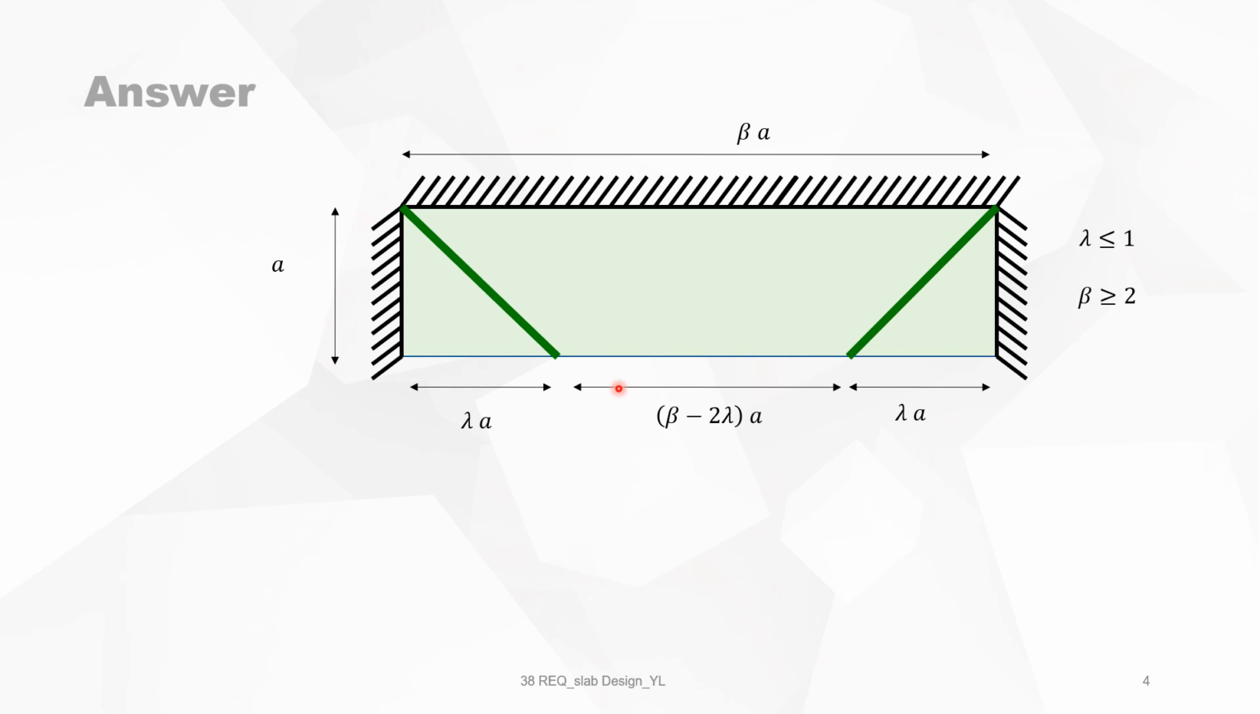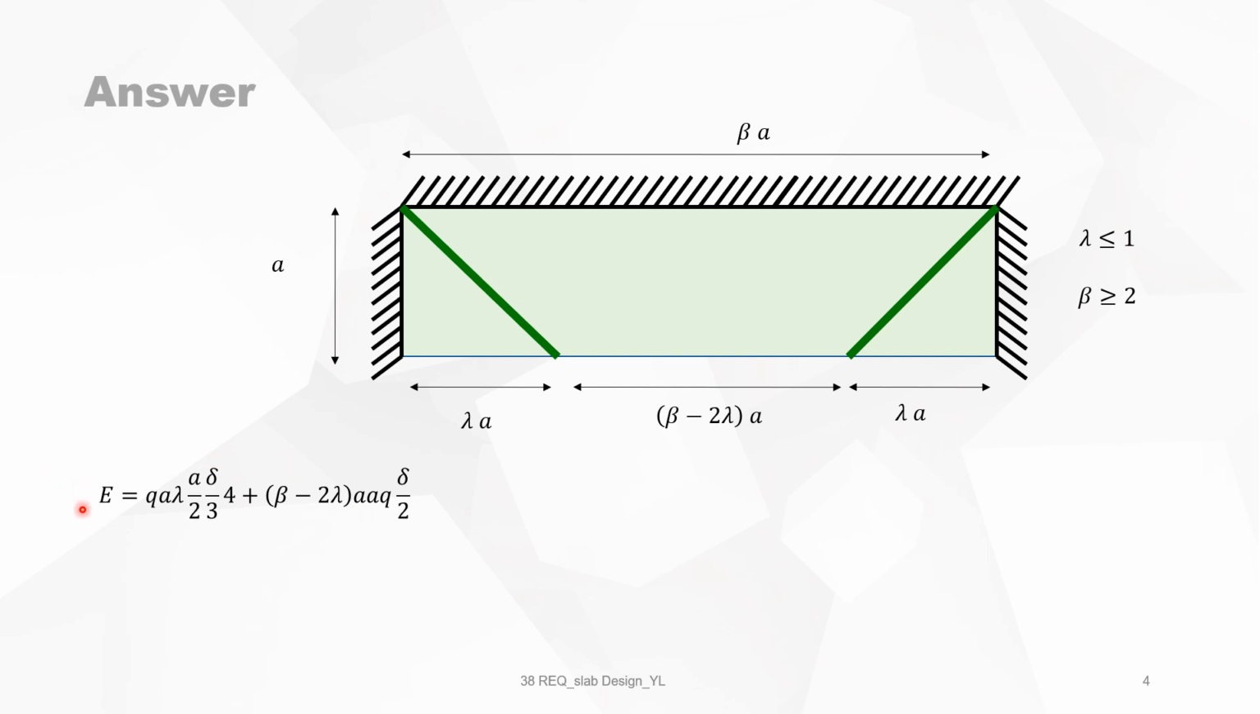This is a slab, this side is free. These are the yield lines, but we do not know what this angle is. So that's why we call this lambda A. Of course, the portion in the middle is beta A minus 2 times lambda A.